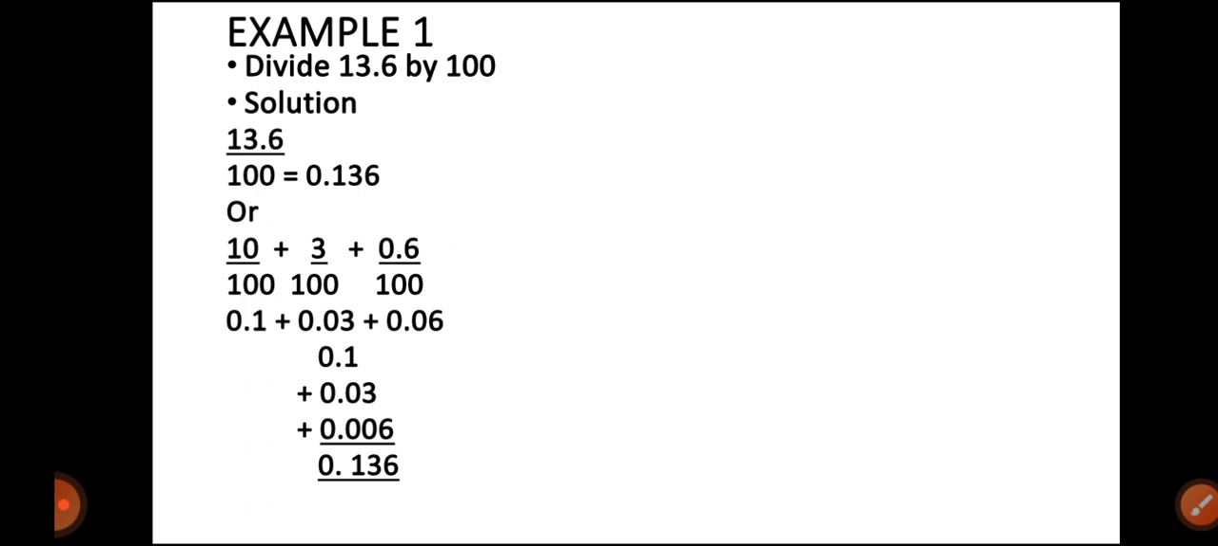Now, it's time for us to add. Adding 0.1 to 0.03 and plus 0.006, placing the numbers according to their place value. Add them down, and you see that what you got up there after shifting the decimal point 2 places to the left is the same answer that you got down here. So it is as simple as anything.